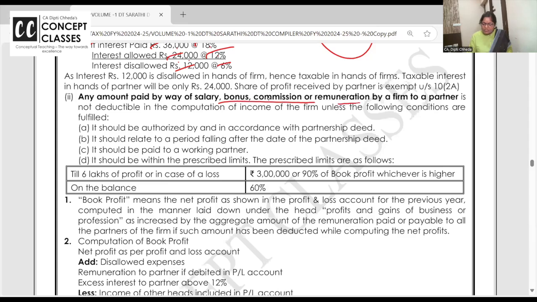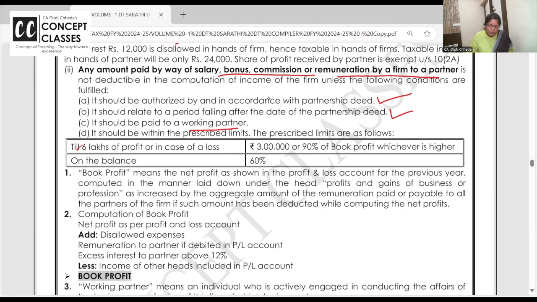Salary, bonus, commission, remuneration paid to partners. It should be allowed as per deed. It is given to the working partner up to 6 lakhs of the book profit. What is book profit, beta? After add and less, what profit you get, you call it as book profit. So up to 6 lakhs of the book profit, 90% of book profit you can pay.